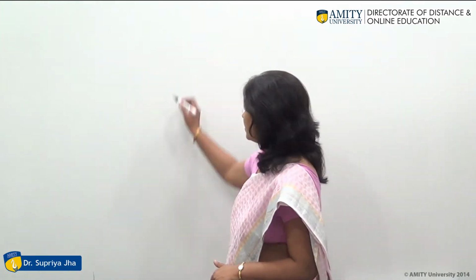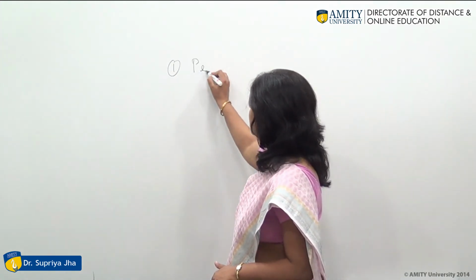Today we will start with the discussion of methods of measuring price elasticity of demand and its significance. Basically, there are four methods of measurement of price elasticity of demand. The first method is known as percentage method.